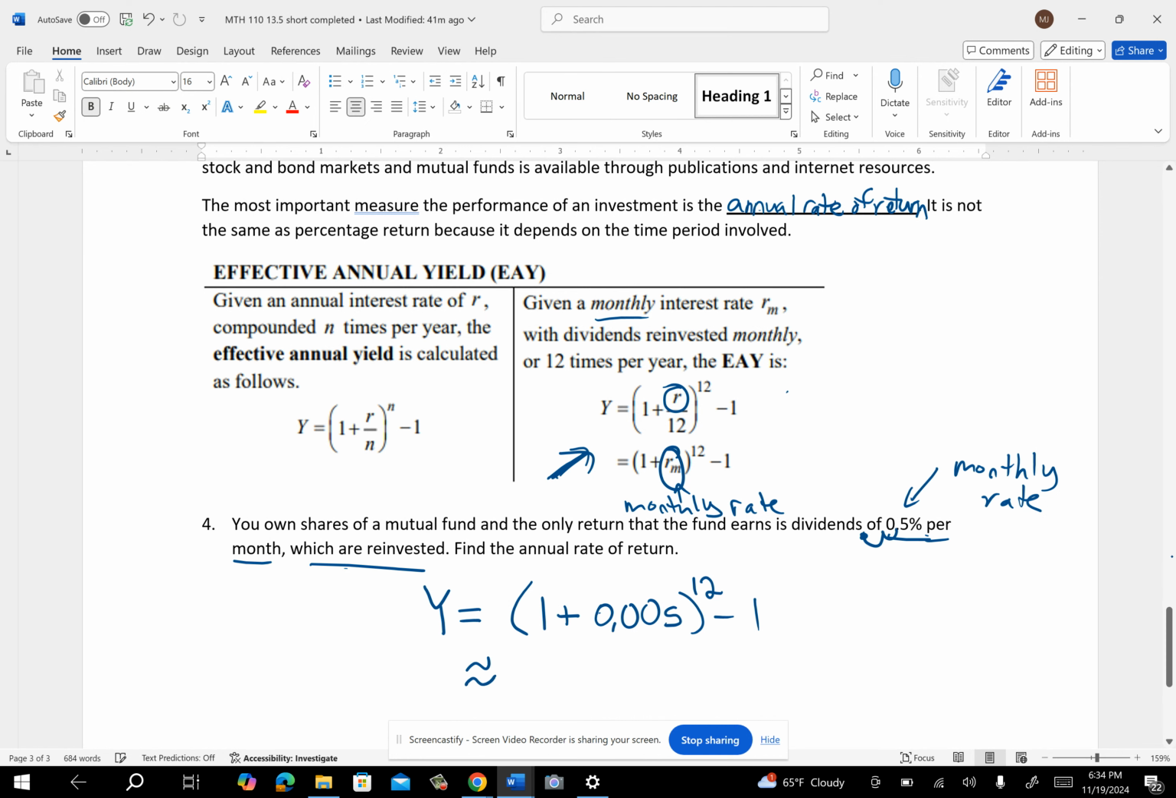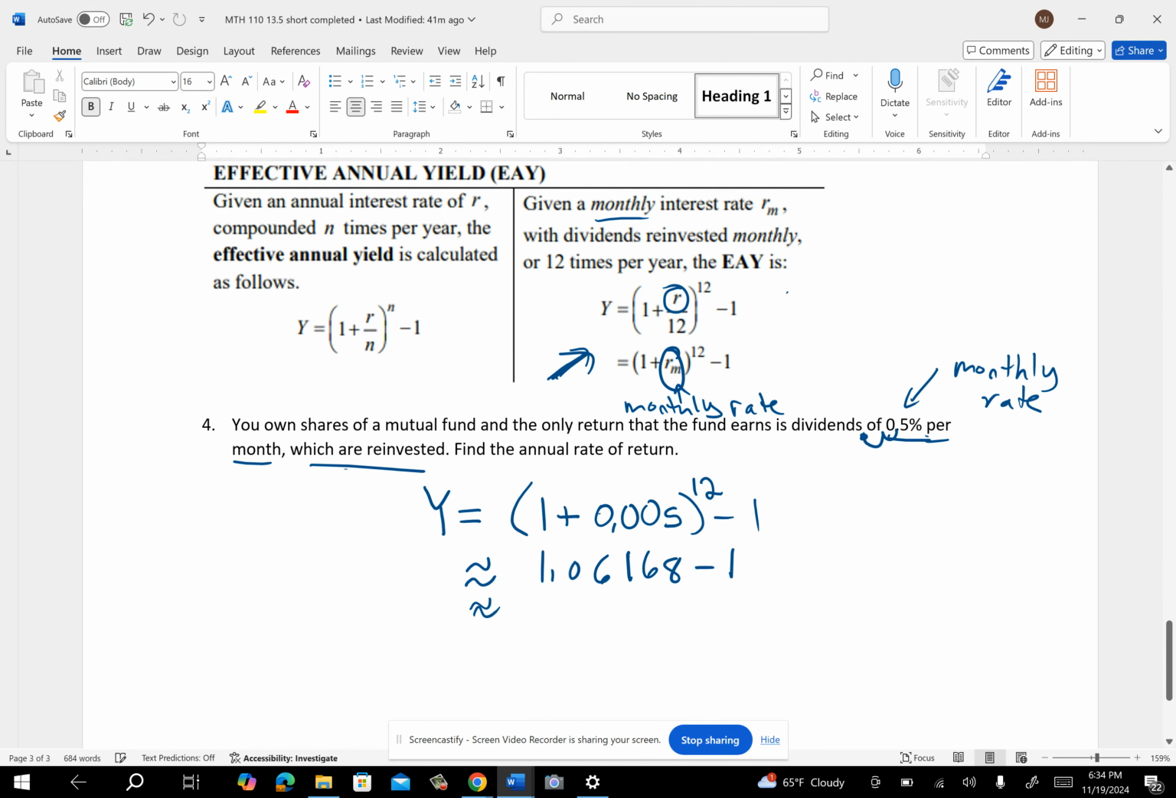So when I do that, this turns out to be 1.06168 about. When I take away 1, okay, that's going to turn out to be just 0.06168, which is about 6.2%. So that annual rate of return on that mutual fund would be 6.2%. So that would allow me to compare it to other investment opportunities like what I could make if I put it in a bank account, and other possibilities like that.